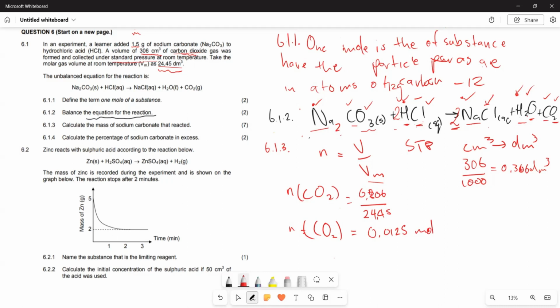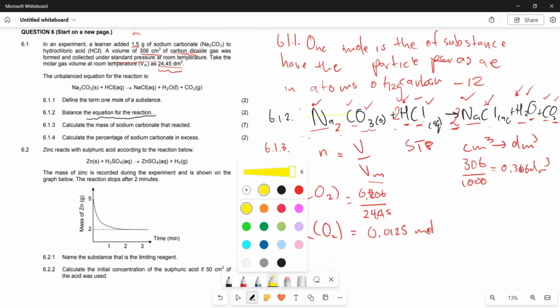Now, we only have the mole of your CO2, right? However, in stoichiometry, another critical aspect is whenever you have a balanced reaction, right? Whenever you have your balanced reaction, what does it mean?